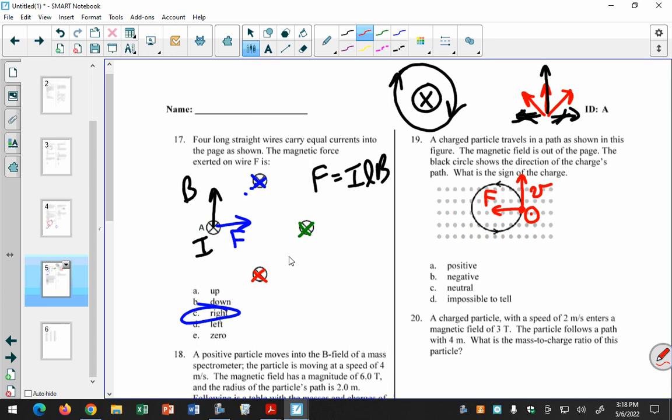So I have this charged particle with a velocity. Let's see, I'm going to take my index finger and go in the direction of B. My magnetic field is out of the page, and so that tells me that my force on this particle should be to the right. But obviously it's not.